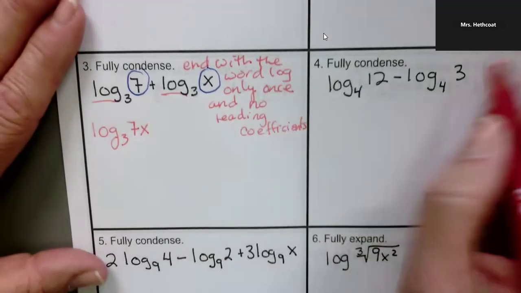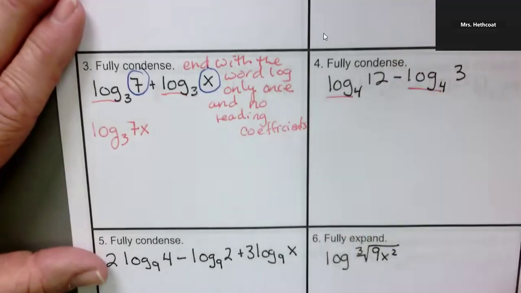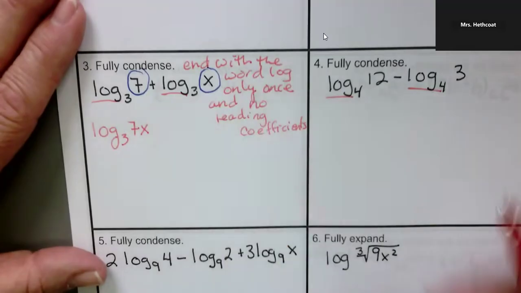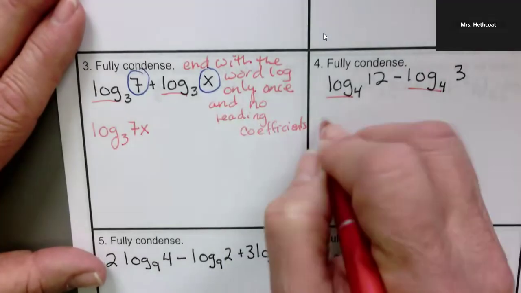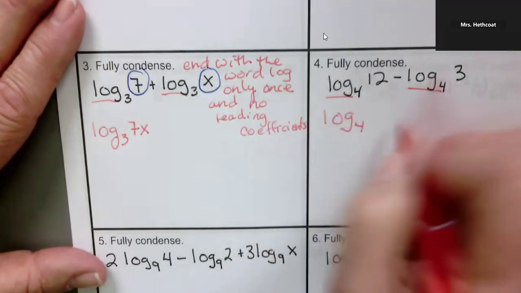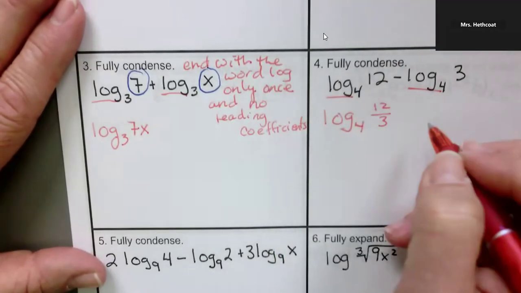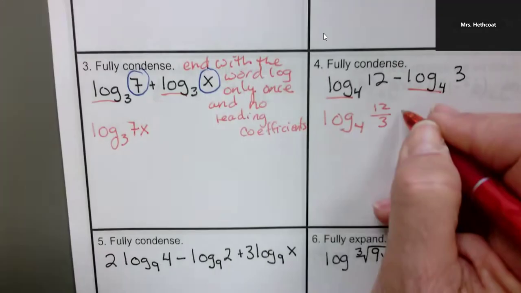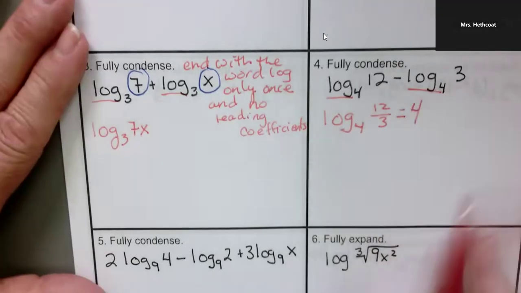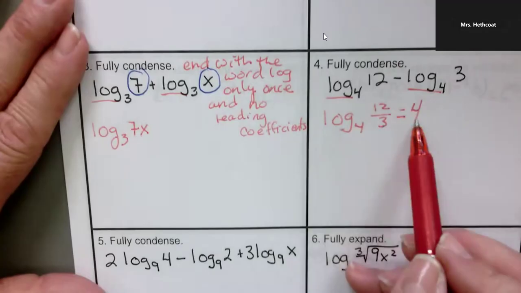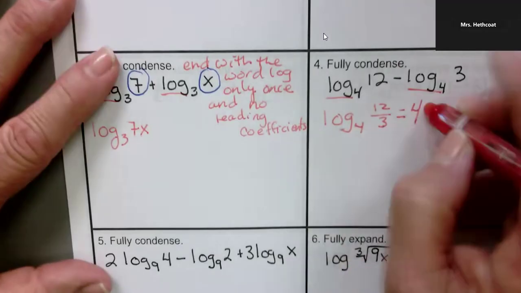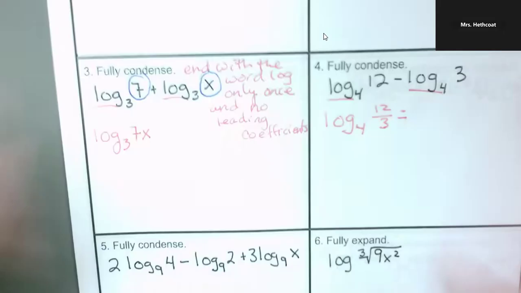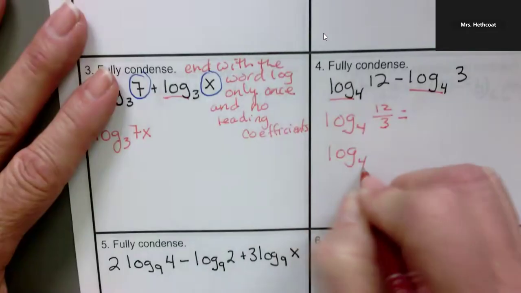Doing it again, here we have the log written twice, so I need to condense them so I get the word log written only once. And when we're subtracting logs, the property shows us that we get to divide them. Log base 4 of 12 over 3. Now, some people were writing that that equals 4 because 12 divided by 3 does equal 4, but that is not correct. You have to actually write that it becomes log base 4 of 4.